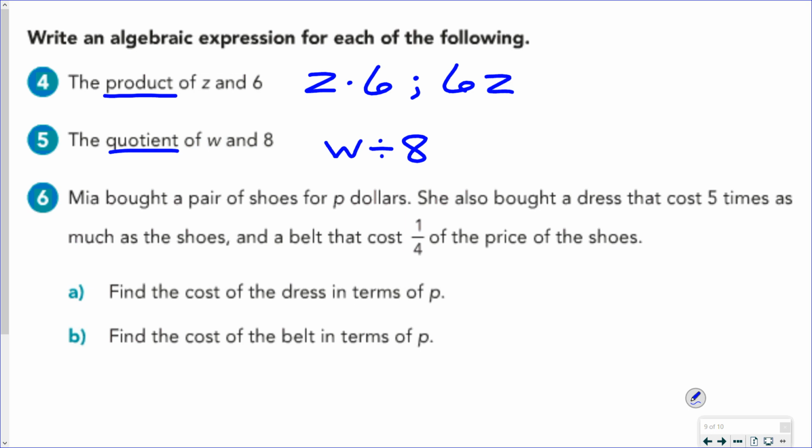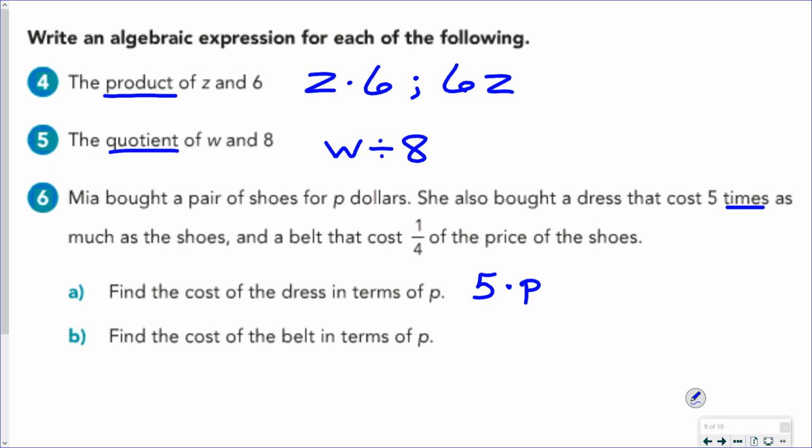And then number 6, Mia bought a pair of shoes for $P. She also bought a dress that cost 5 times as much as the shoes, and a belt that cost 1/4 of the price of the shoes. So for part A, we want to find the cost of the dress. Well, it says the dress costs 5 times as much as the shoes, so that would be 5 times P, or P times 5, or you could have 5P.